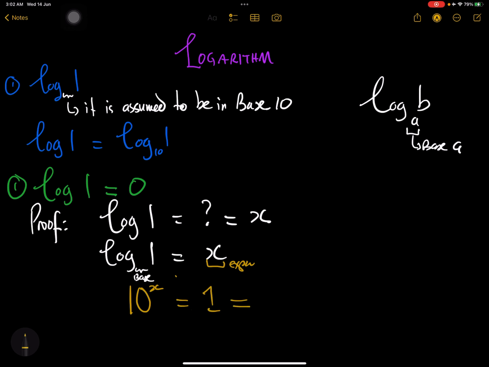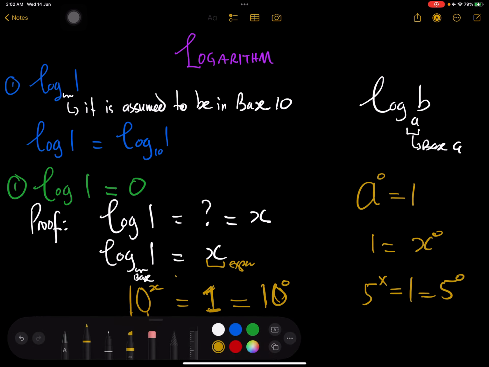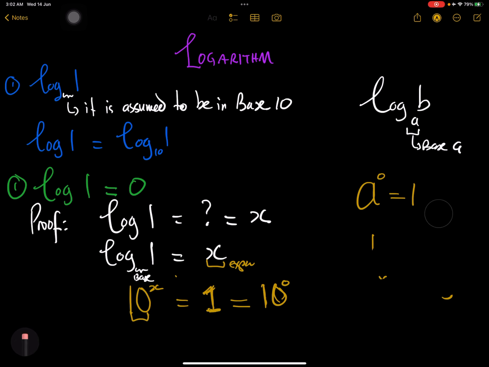Now, 1 can be written as 10 to the power 0. Remember, in indices, we said any time you have a number raised to the power 0 it is 1. So 1 is the same as any number to the power 0. Since we have 1 here, we are expressing the 1 in terms of 10 to the power of 0 because of this 10 here. If we have 5 to the power of x is equal to 1, it will be 5 to the power of 0. That's why we chose 10 and not 1 million or anything.